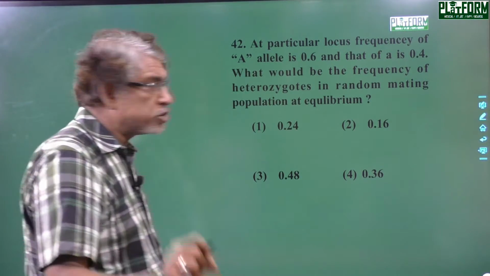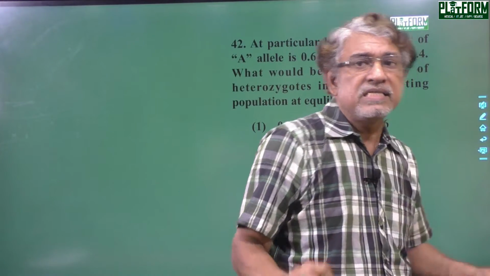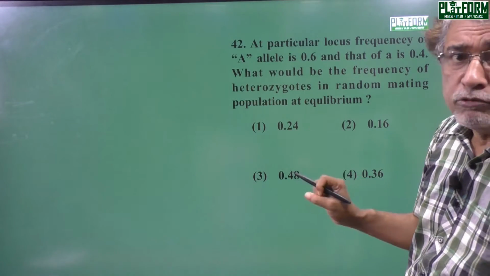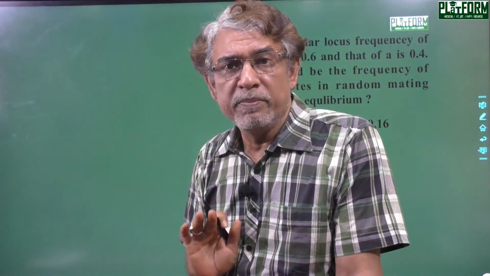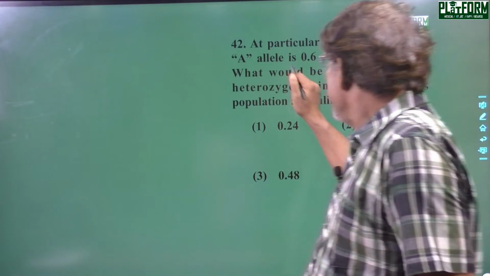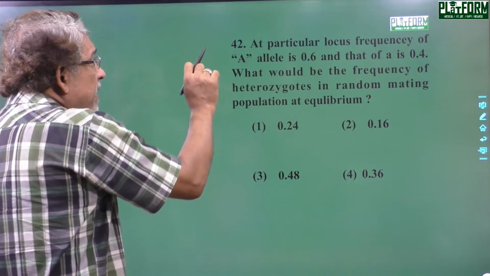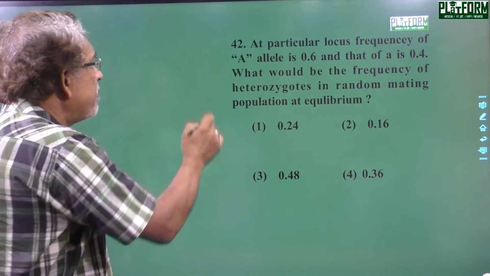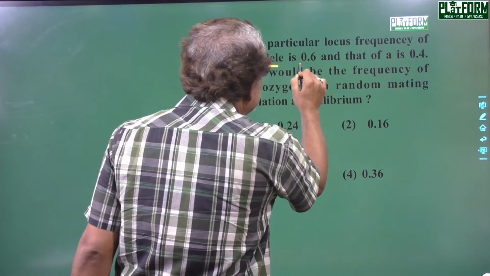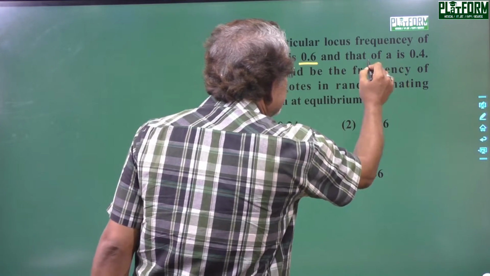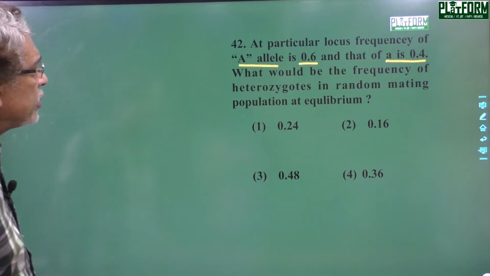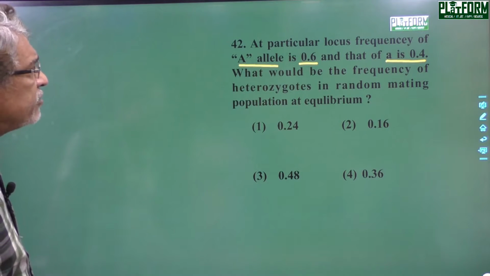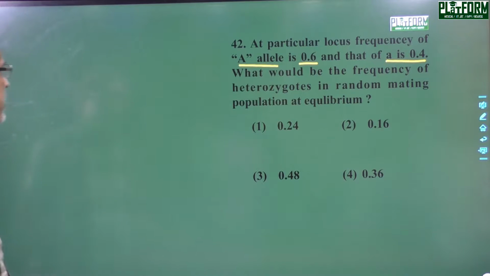Very, very good question. This question is coming from evolution, mechanism of evolution related to Hardy-Weinberg equilibrium. Very, very important for this year. Question is, at particular locus, frequency of A allele is 0.6 and small a is 0.4. What would be the frequency of heterozygotes in random mating population at equilibrium?